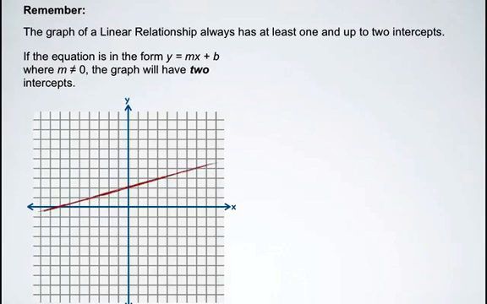Here's an example of a linear equation or linear relationship in the form y equals mx plus b. Here is the y-intercept. It's where the line crosses the y-axis. Here is the other, second intercept. It is an x-intercept, where the line crosses the x-axis.